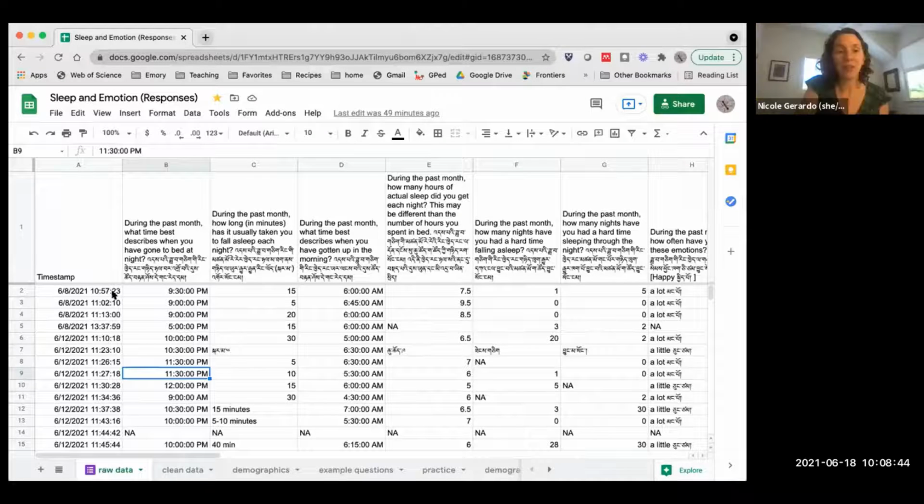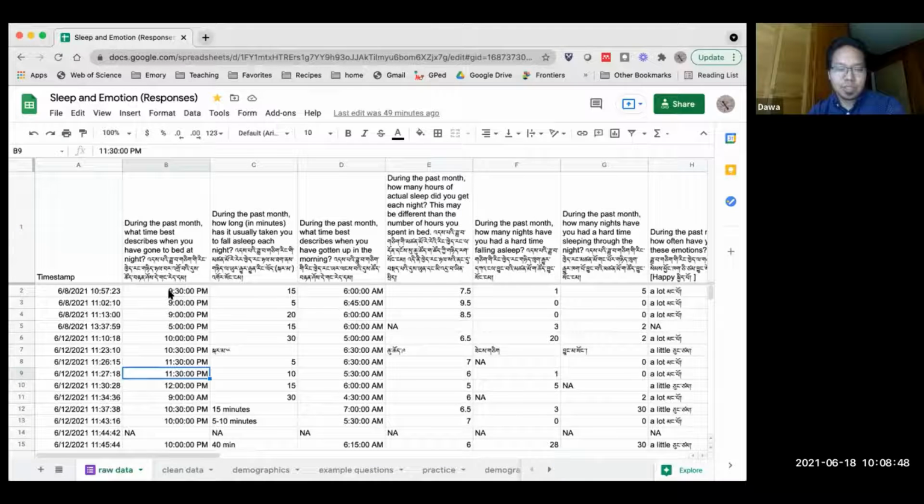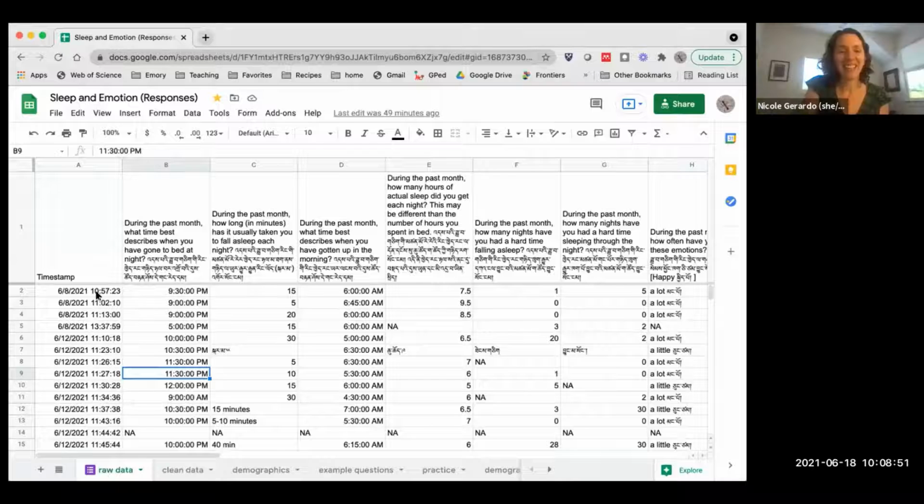So this first row here was our first participant. And these three rows, for example, represent myself and my two children.